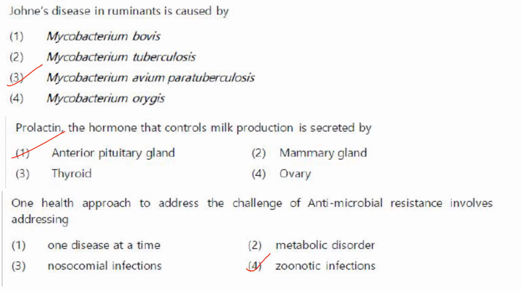Then next one. Johne's disease in ruminants is caused by Mycobacterium avium paratuberculosis. Answer is option 3. Then prolactin, the hormone that controls milk production, is secreted by anterior pituitary gland. Answer is option 1. One health approach to address the challenge of antimicrobial resistance involves addressing the interconnectedness of human health, animal health and environmental health.